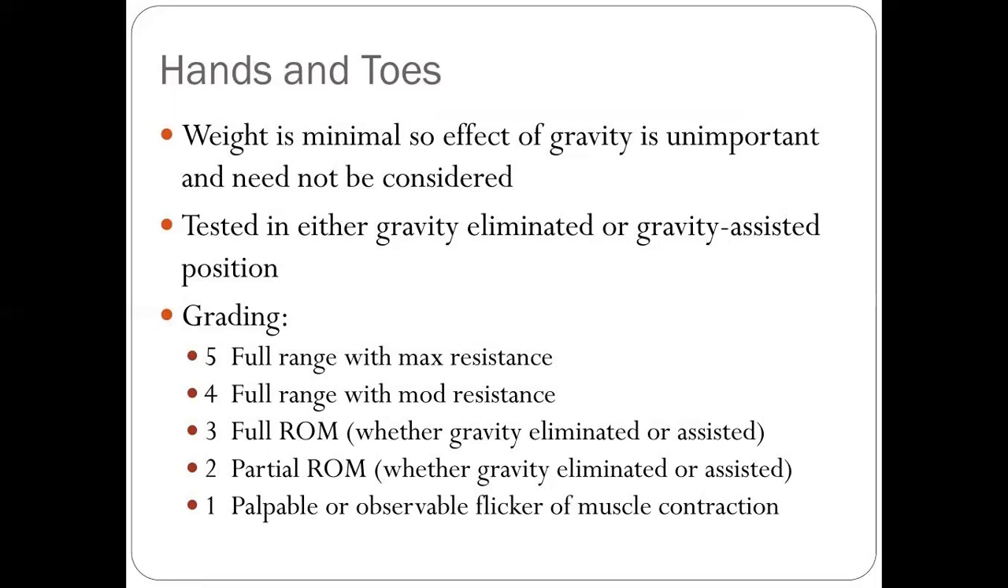Gradings are: 5 equals full range with maximum resistance; 4 equals full range with modified resistance; 3 includes full range of motion, whether gravity eliminated or assisted plane; 2, partial range of motion, whether gravity eliminated or assisted; 1, palpable or observable flicker of muscle contractions.